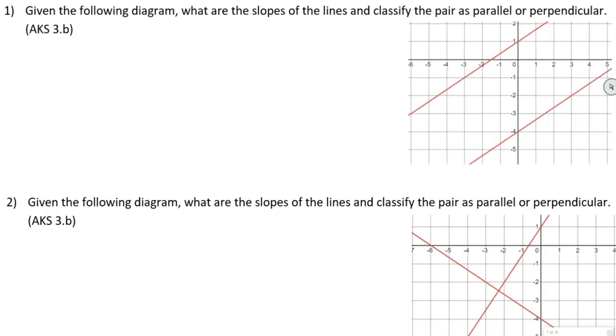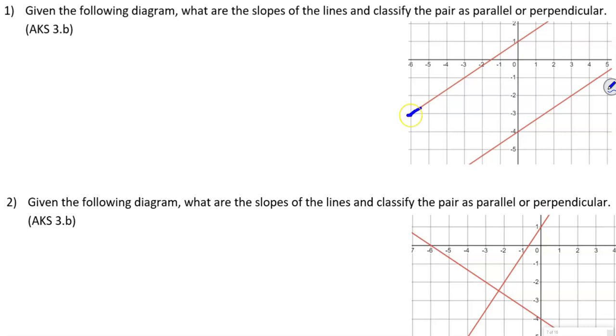In this video, I'm going to go over the Mach 1 review, which is our first test of this semester for geometry. So given the following diagram, what are the slopes of the lines, and classify the pair as parallel or perpendicular, or neither, which is what it's going to have on the test. Okay, so we want to pick 2 points on each line.